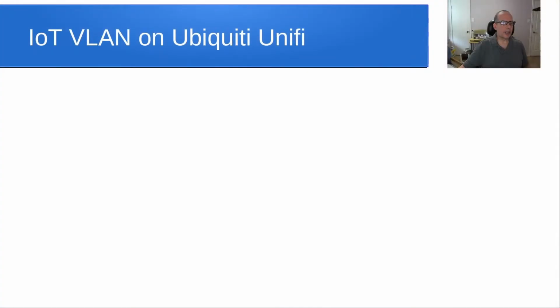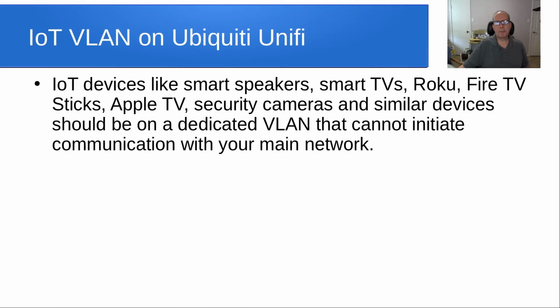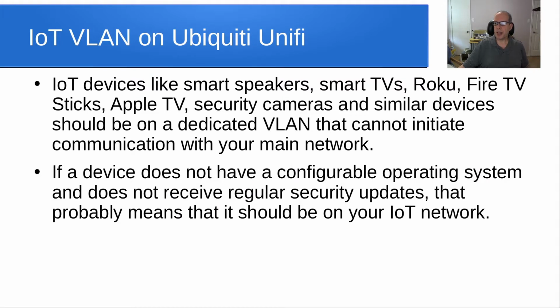Today we're going to talk about IoT VLANs on Ubiquiti Unifi routers. So IoT devices like smart speakers, smart TVs, Rokus, Fire TV sticks, Apple TVs, security cameras, and other similar devices should be on a dedicated VLAN that cannot initiate communication with your main network. If a device does not have a configurable operating system and does not receive regular security updates, that probably means that it should be on a dedicated IoT network.